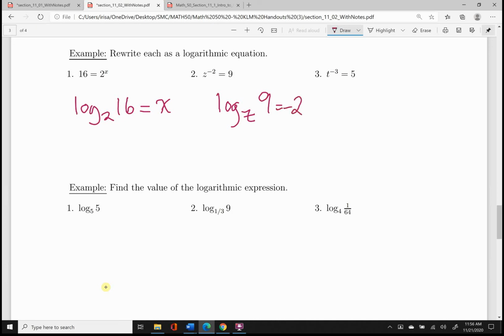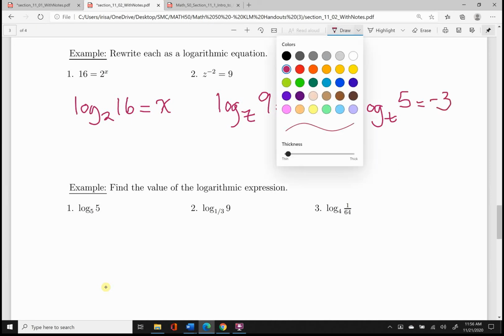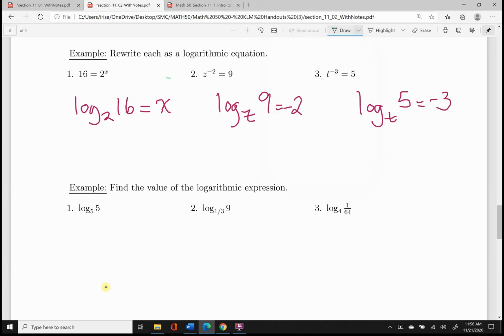Great. One more time for number 3. The base is the base, so we'll have log base t of the exponential, which is equal to 5, that's the argument, and then the log is always equal to the exponent of -3. And that is that. Done.